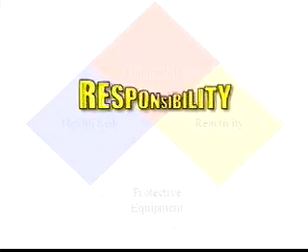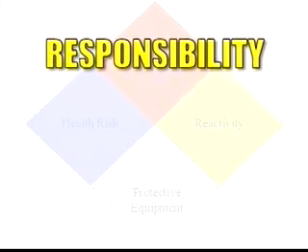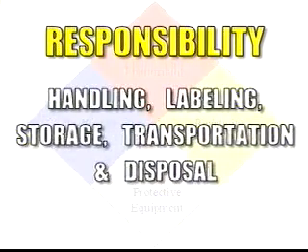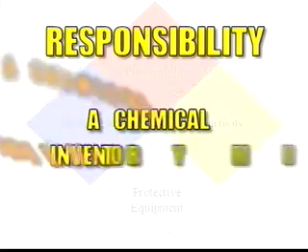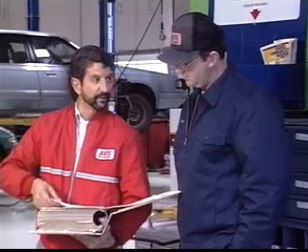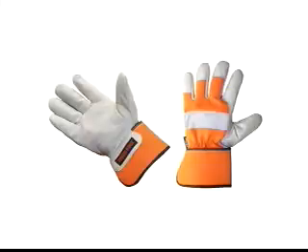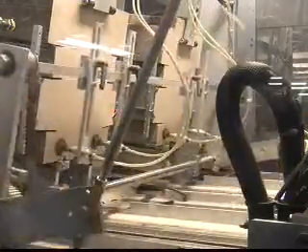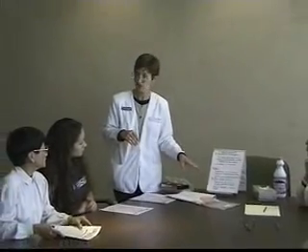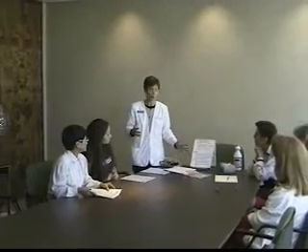Supervisors and managers are responsible for all hazardous chemicals used within their area of operation. This includes hazardous chemical handling, labeling, storage, transportation, and disposal. A chemical inventory must be maintained. MSDSs must be on hand and readily accessible to all employees. Personal protective equipment and engineering controls must be available and used. Department-level training should be conducted and documented. Hands-on instruction is particularly valuable at the department level.